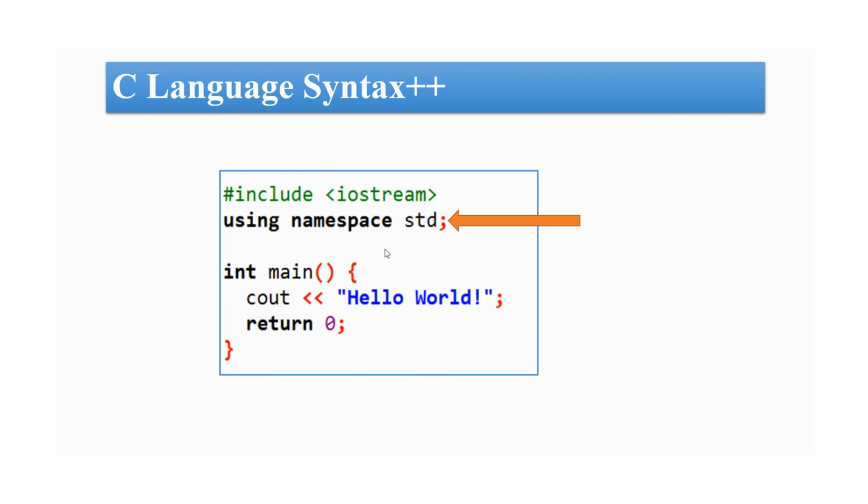The second line here is using namespace std. This line lets the compiler use the std namespace. So we have here a namespace, a space that we call std. This space also, like this library, is included in the C++ program.